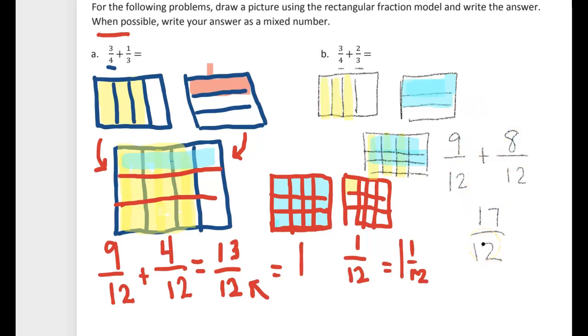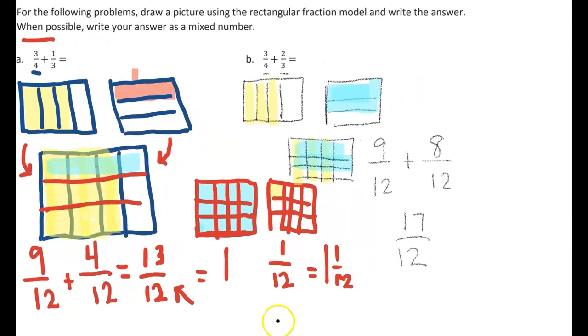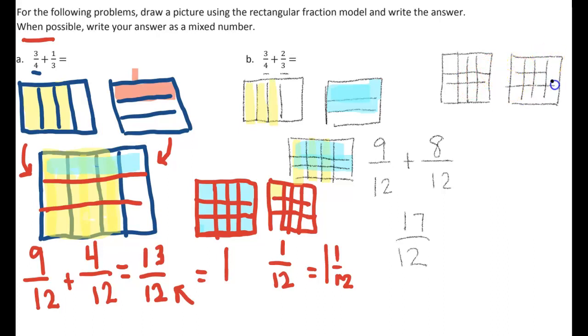Okay, so now what I'm going to do is I'm going to draw another model that is going to help me with the mixed number. So I know that both models are going to have 12 in it. So there's 12. And then 1, 2, 3, 1, 2, and there's 12. Okay, so I have 17 out of 12.